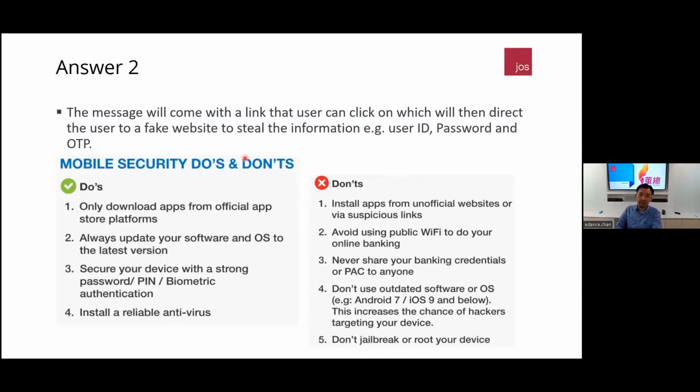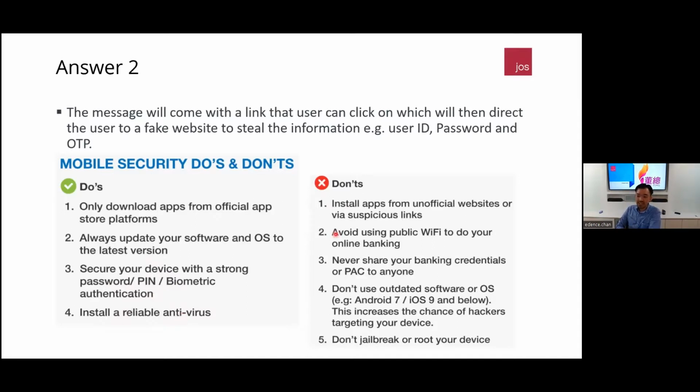Here are some good do's and don'ts, an extension from what Simon shared just now. We should always only download software from official sites, like Play Store, Google Store or Apple Store. We should always keep the software at the latest version. We should always secure our device, in this case your mobile phone, with a strong password, PIN, and biometric authentication. We should also consider installing reliable antivirus.